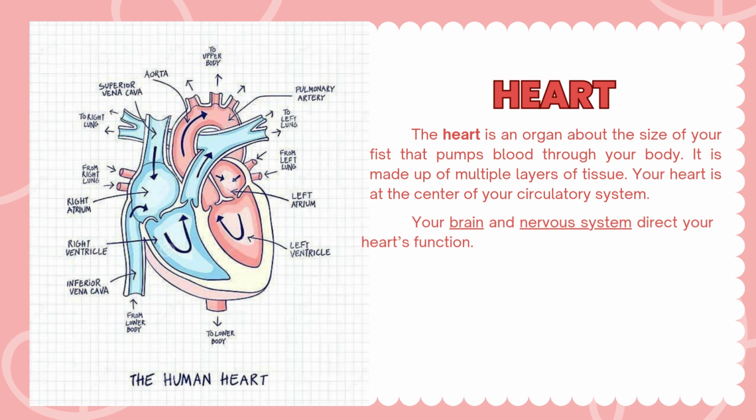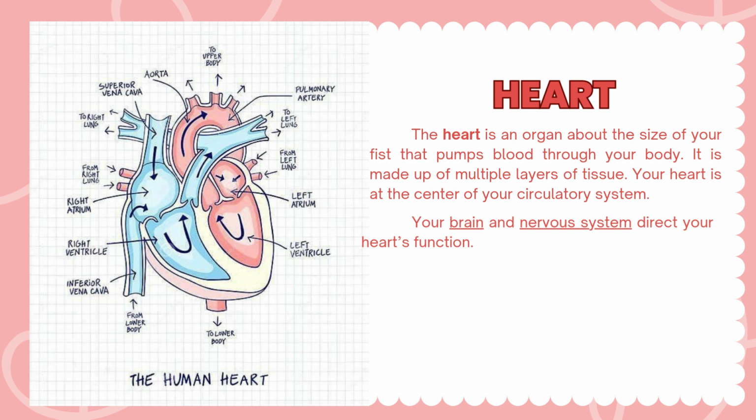The first thing that happens here is your blood enters through the right atrium, then moves to the right ventricle, which pumps it to the lungs for oxygenation. And then the oxygen-rich blood returns to the left atrium, travels to the left ventricle, and is pumped to the rest of the body.